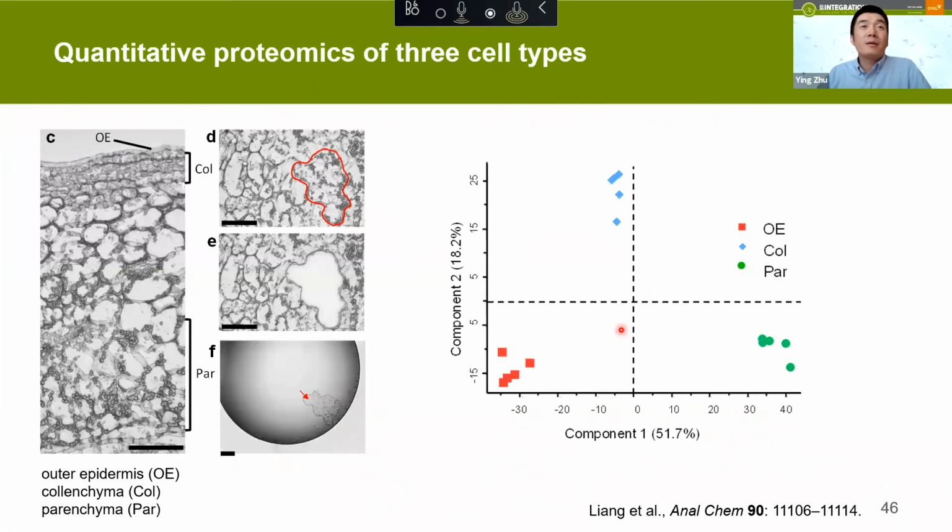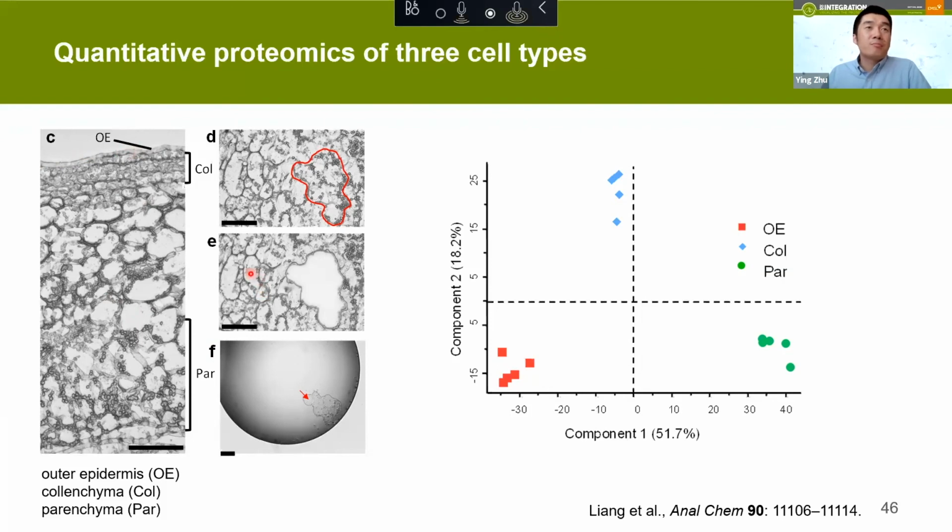This is a case study using tomato fruit. We just use this one as a technology development demonstration. We try to see if the LCM is good enough to purify the cell types. So we isolate 3 different cell types from the tomato fruit. The first cell type is outer epidermis, and it's only one layer of cells on the outside of the tomato fruit.